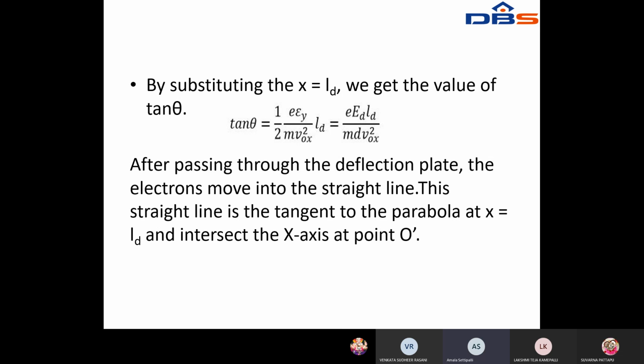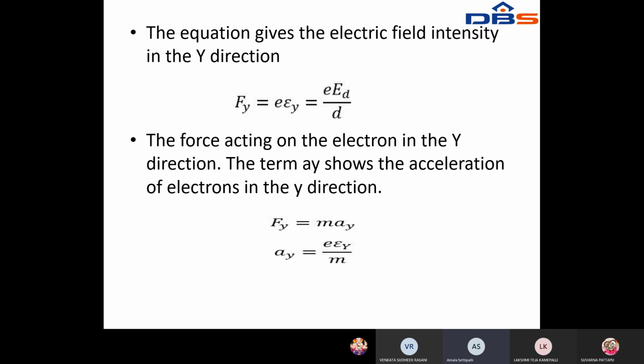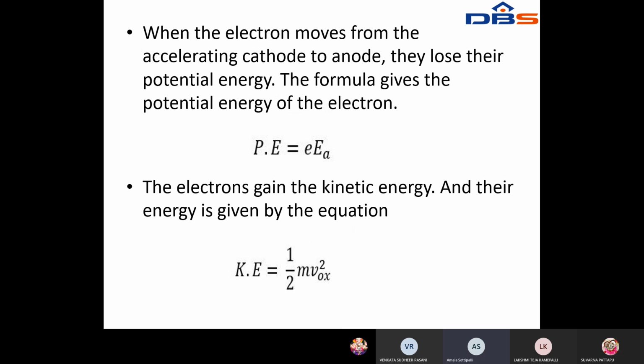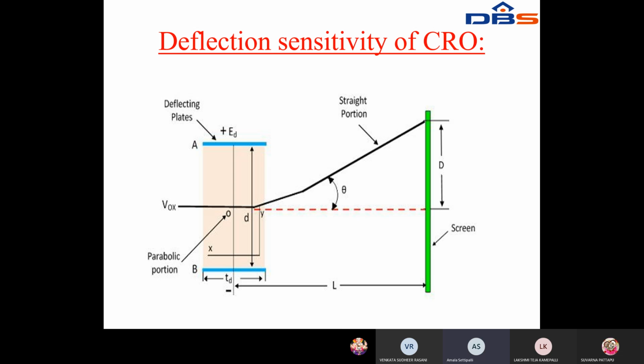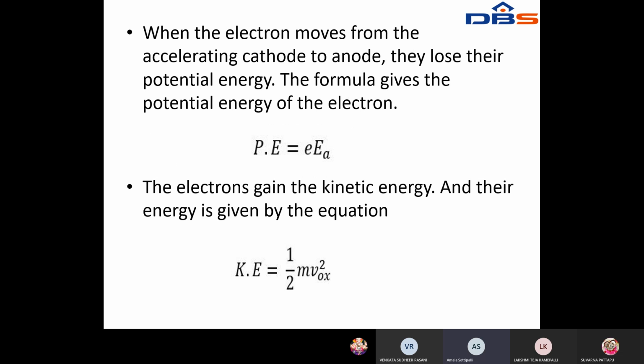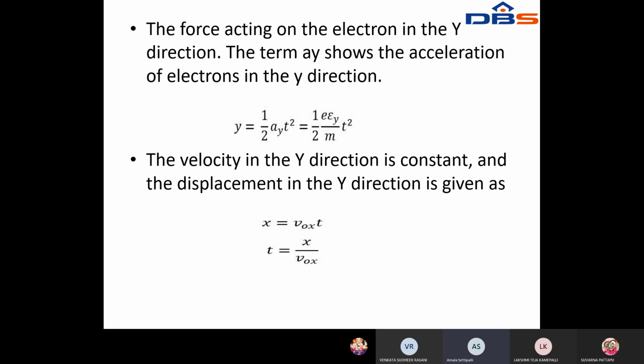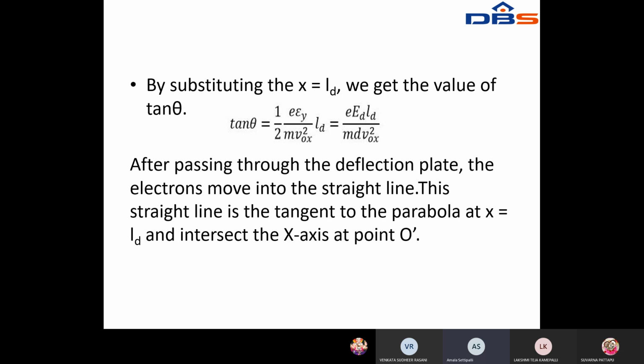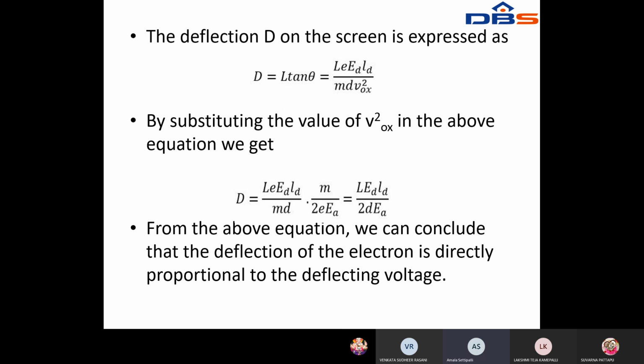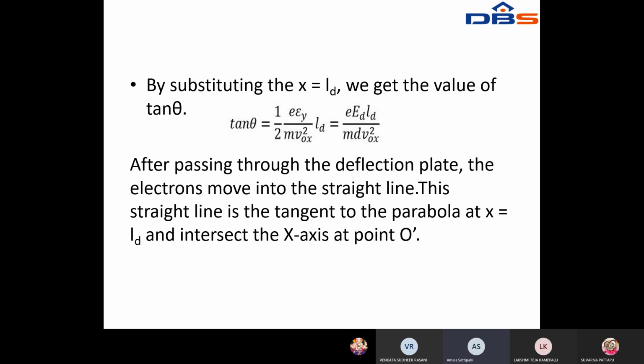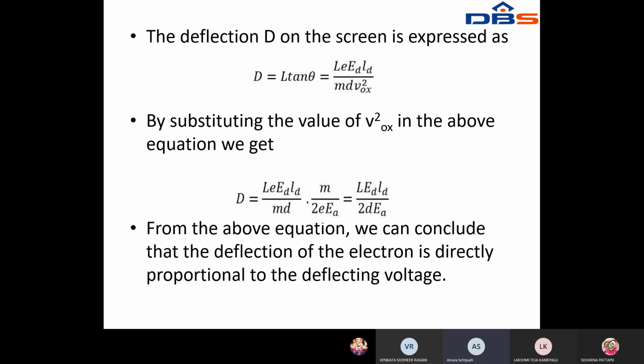This straight line is tangent to the parabola at x equal to l. So in the previous figure I can represent it. So it is a tangent to the parabola and intersects the x-axis at a point. So the deflection D on the screen is expressed as D equal to L tan theta. So the formula for the deflection, you can write D equal to L tan theta.